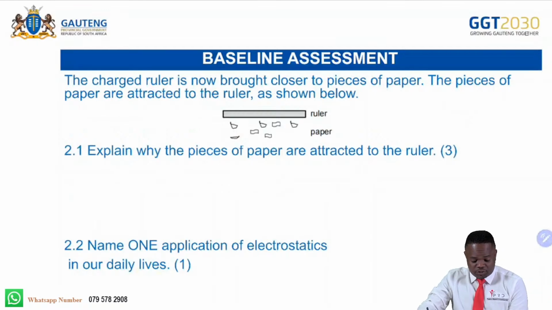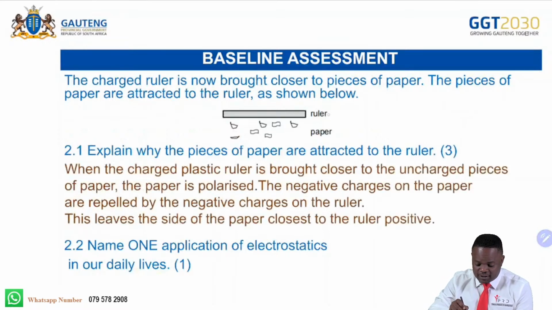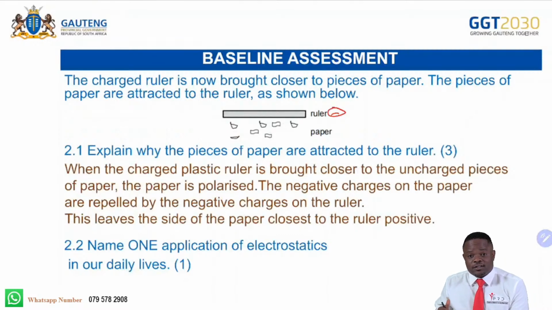I hope you were able to attempt that question. Remember, our ruler there, the charge there, it had a negative charge, and our pieces of paper there, we are saying they are actually neutral. So, how does the ruler now attract the paper? Well, we know that it is the opposite charges that attract.